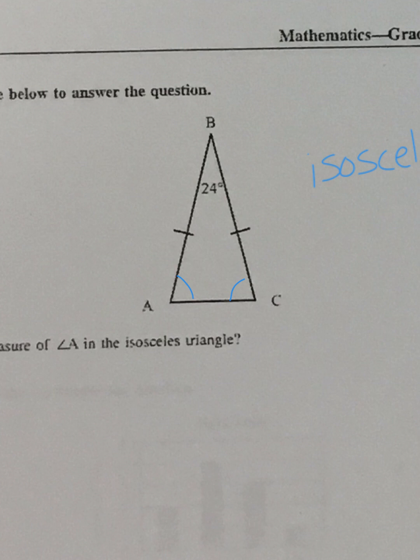There are 2 different ways. When in doubt, substitute. You can substitute or you can do it mathematically. How can we do it mathematically? Take 180 minus 24 to get 156. Right, because we know those 2 are the same. Now I'm going to divide by 2 to get 78. Or you could have plugged in all the values to see if you got 180. Nice job.